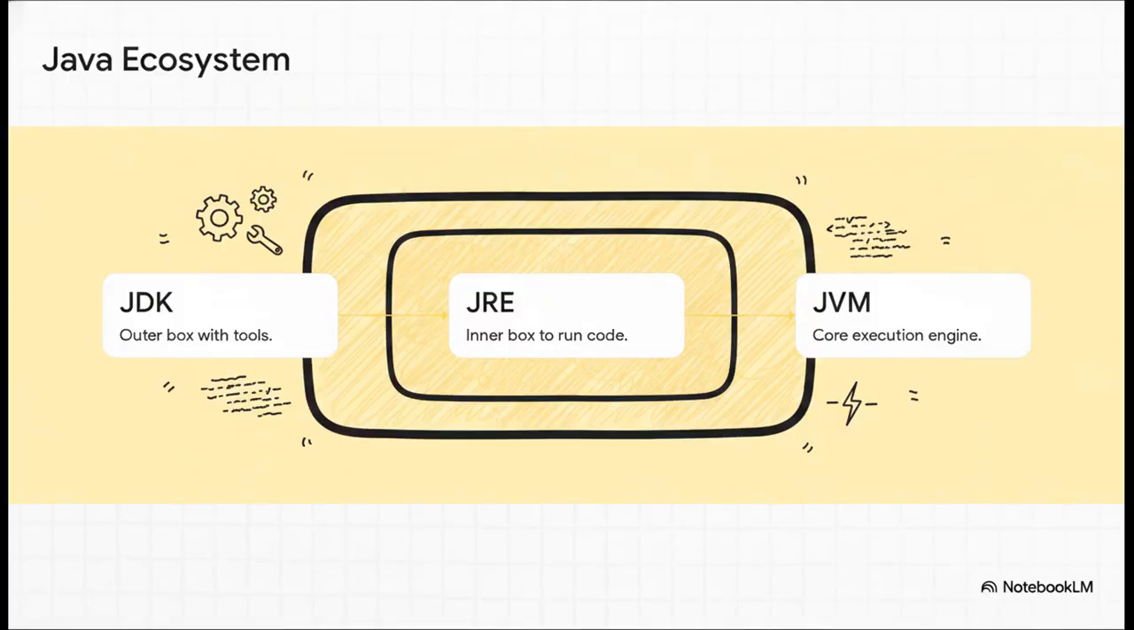Now let's see how this builds into a perfect nesting doll structure. At the absolute core, you have the JVM, the execution engine. Wrapped around that is the JRE, providing all the necessary libraries so the JVM can actually run. This is what your standard users install. And finally, wrapped around that is the massive outer box, the JDK. That includes the JRE plus all the compilers and tools developers need to write the code in the first place.